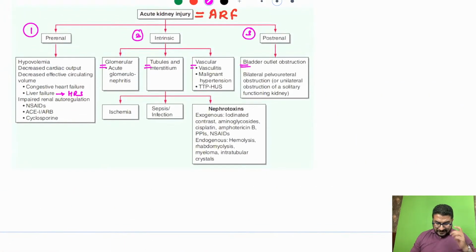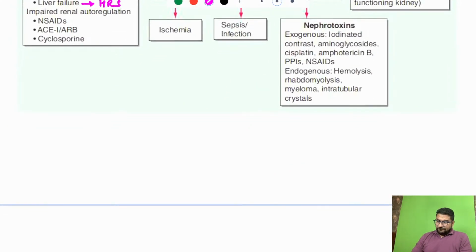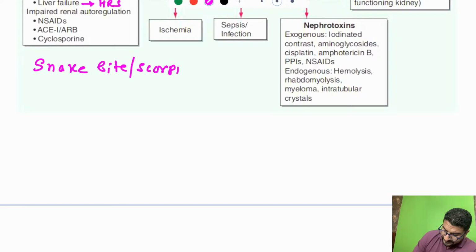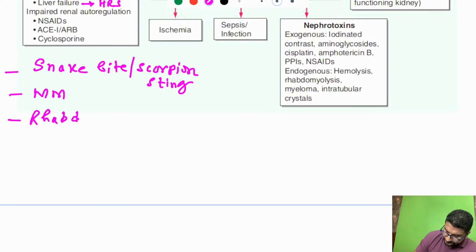तो मैं यहाँ पर आपको कुछ काम के cause बताना चाह रहा हूँ. First important cause which I am writing here is, so this is written here but I am just elaborating the main one. Remember, any snake bite. तो याद रखना, snake bite और बिच्छू काट गया, scorpion sting can cause AKI. Second important cause, remember, multiple myeloma से भी हो सकता है. Multiple myeloma can cause. Crush injury, rhabdomyolysis can cause this.